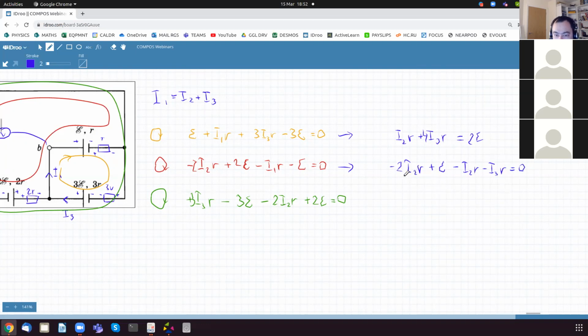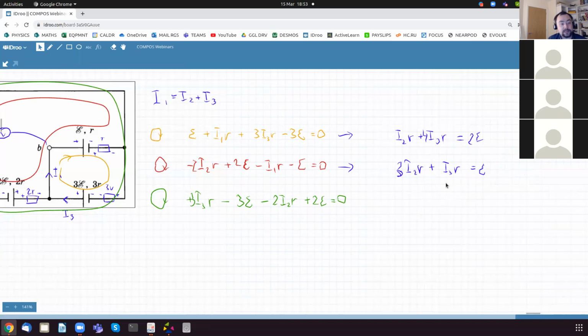So once again, making my life slightly easier. So this is going to be minus 3I2R. And I can take EMF to the right and change these to pluses. So EMF goes to one side, this one goes like this, and this. I hope I haven't made a mistake. Now EMF is I2 plus.